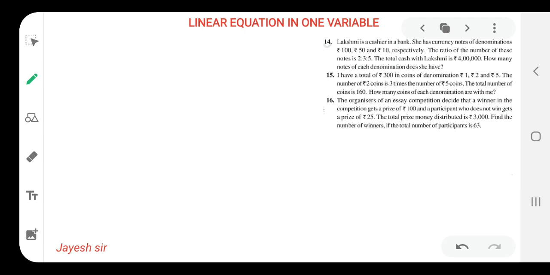If you can solve it on your own, pause the video and try to solve it yourself. Yes, friends, I am solving it here for you. So let's begin with the 16th sum.